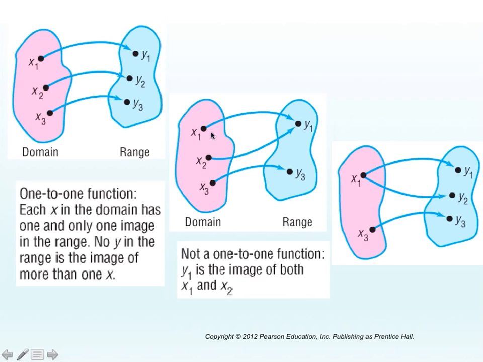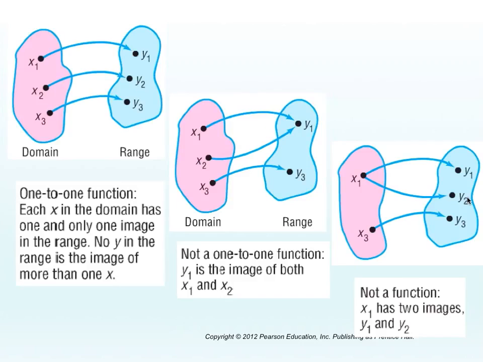This one's not one-to-one because we have different x's, but we have the same y two different times. And this one is not one-to-one. It's also not even a function because we have the same x value that has two different y's. This, if you recall from previously, is actually just not even a function.